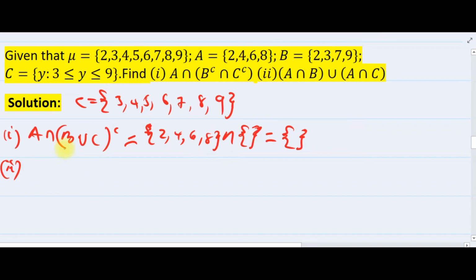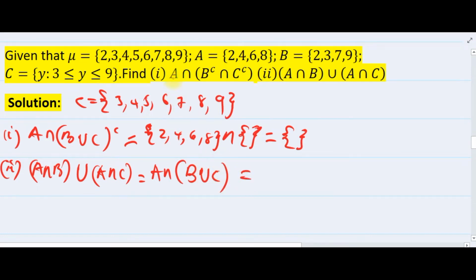Now find A intersection B union A intersection C. Common sense will tell you that, using our distributive law, the answer should be A intersection (B union C). We can solve this directly, but I'm trying to find a faster way, because solving it directly will take us time. Better we use the laws.